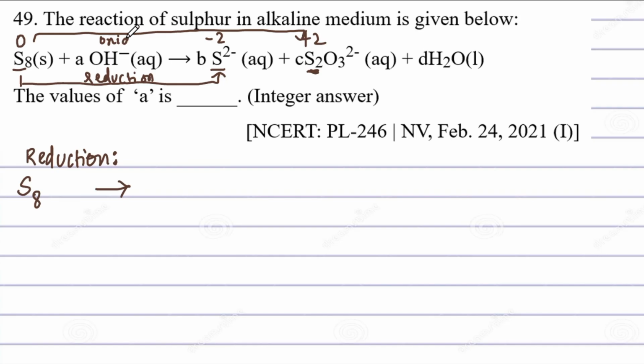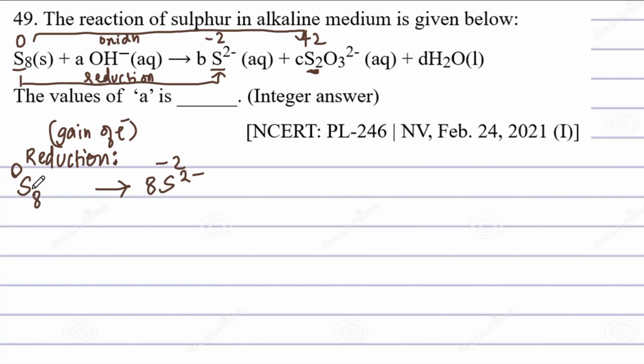Increase in oxidation state is oxidation. So S8 is reduced to S2 minus. First balance the sulfur atoms. So in the product you have to write 8 S2 minus. Now see the difference in charge. From the oxidation state 0, it is changed to minus 2. So the difference is minus 2, which means 2 electrons are gained. Reduction is gain of electrons. So 2 electrons are gained.